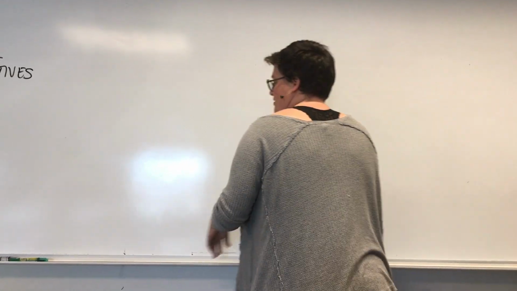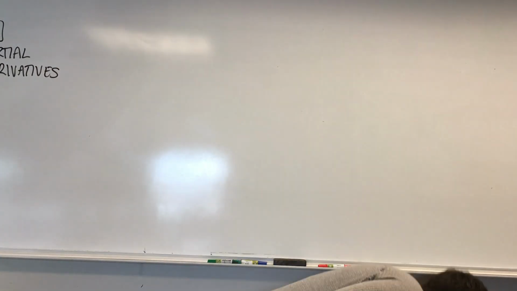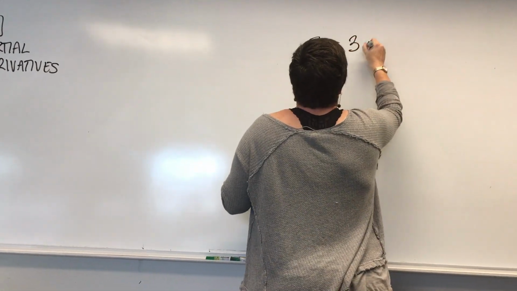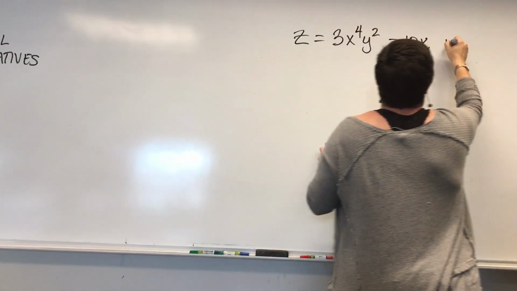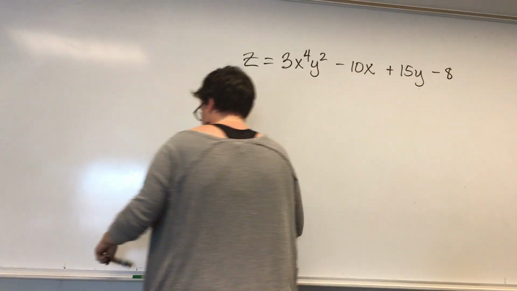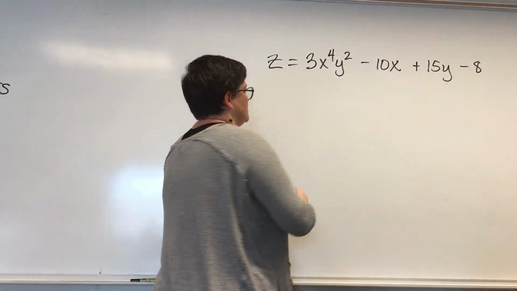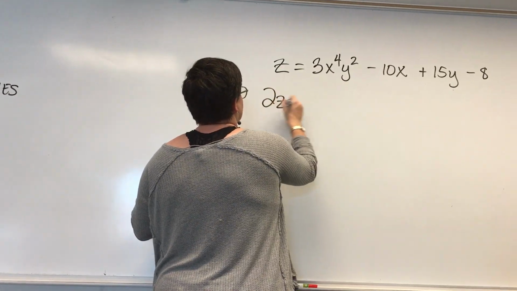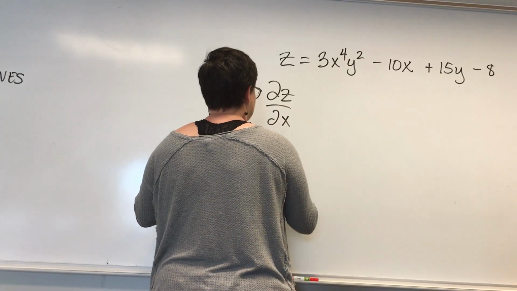Let's look at a simple example to start with. Z equals 3x to the 4th y squared minus 10x plus 15y minus 8. Some function. And I want you guys to find, you're gonna love this, the partial of z with respect to x and the partial of z with respect to y.